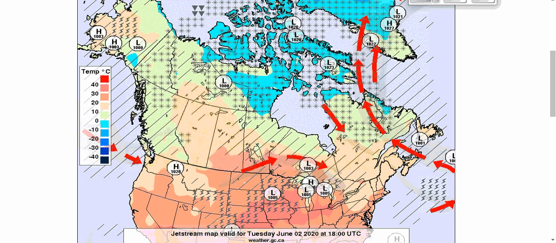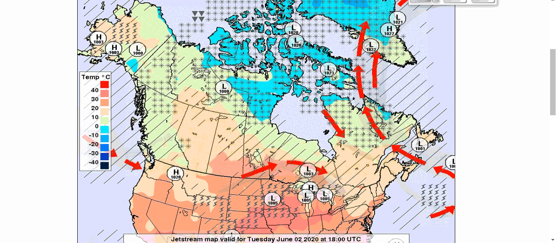On a weather map, like the one we see here, we can see where there are highs and where there are lows. We have the highs with the H's and the lows with the L's. We can also see the location of the jet stream as indicated by the bright red arrow.